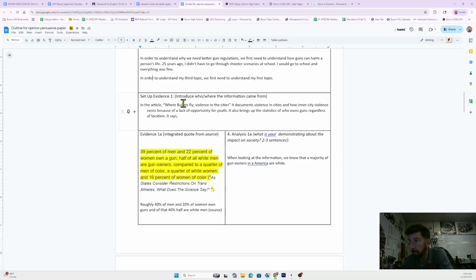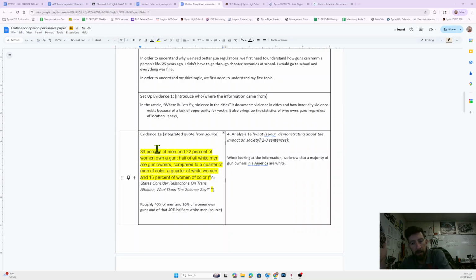In the article Where Bullets Fly, Violence in the Cities, it documents violence in cities and how inner city violence exists because of lack of opportunity of youth. It also brings up the statistics of who owns guns regardless of location. So all I did in this is build up the credibility and the idea of what this source was about, right? I'm building that idea. I'm building the information here. And then I'm going to move to my quote.